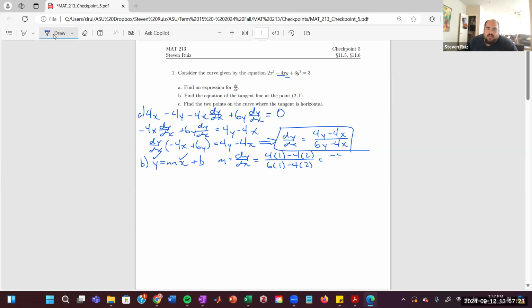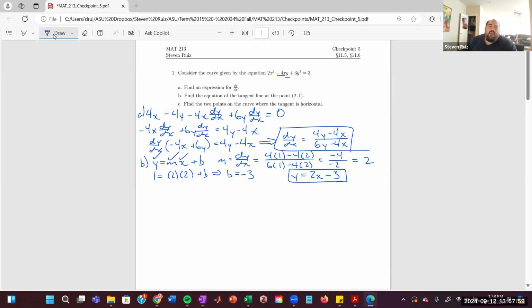4 minus 8, that's negative 4, over 6 minus 8, that's negative 2. So I get a slope of 2. So now I have that information. The last thing I have to do here is solve to get the y-intercept. So what's y? That's 1 equals the slope, which is 2, times the x-coordinate, which is 2, plus b. That gives me that b is equal to negative 3. So the final equation here: y equals 2x minus 3.